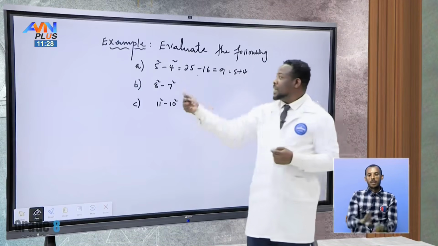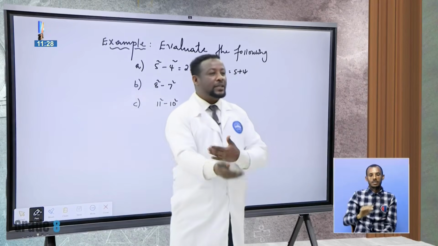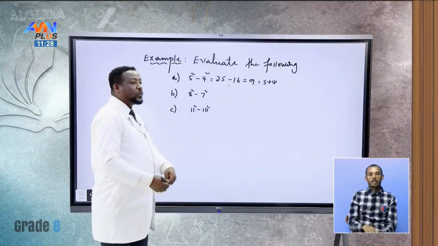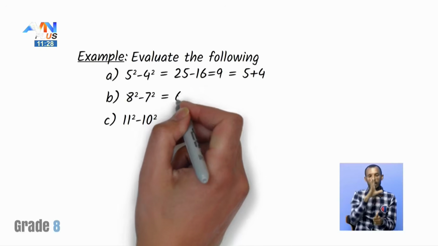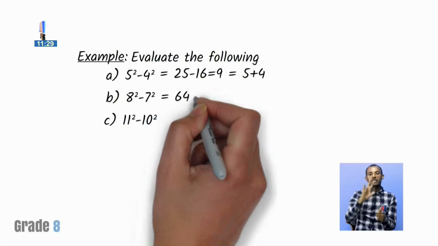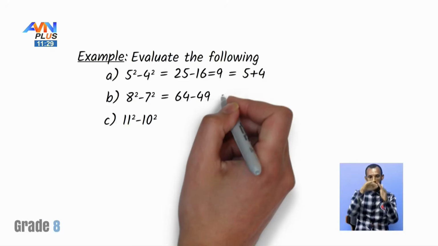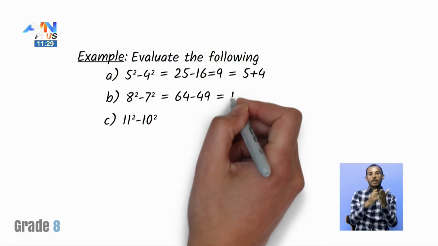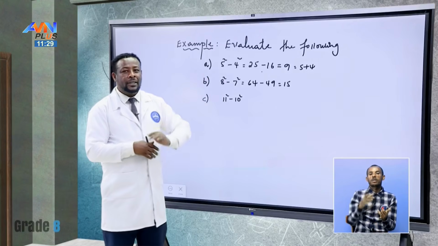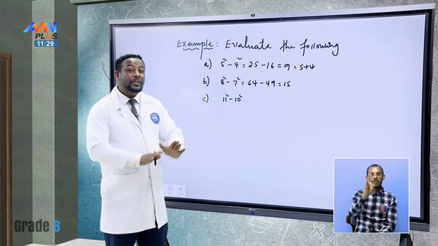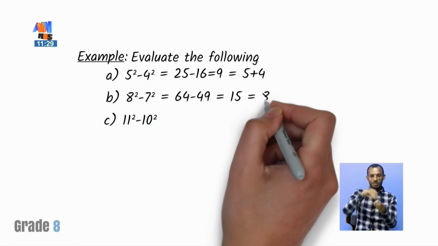Let's see the second example. 8 square minus 7 square. Clearly, 8 square is 8 times 8, which is 64. And 7 square is 7 times 7, which is 49. If you take the difference between these two numbers, it gives us 15. Now take 8 and 7. Clearly, 8 plus 7 is 15, okay? 8 plus 7 is 15.